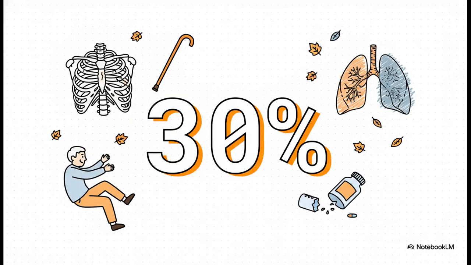Let's start with just one number, 30%. That's the reported incidence of pneumonia in older adults after they break their ribs. And you know what the most common cause is? A simple fall from standing height. That single stark statistic really sets the stage for everything we're about to cover. It shows how a seemingly minor injury can spiral into a life-threatening event.